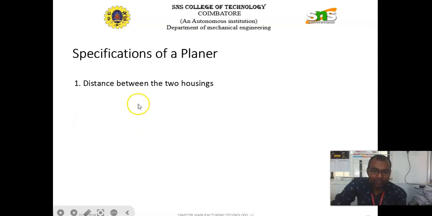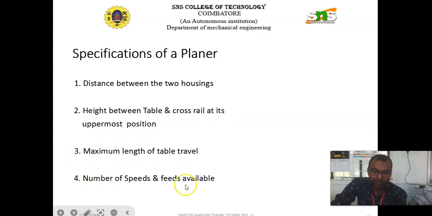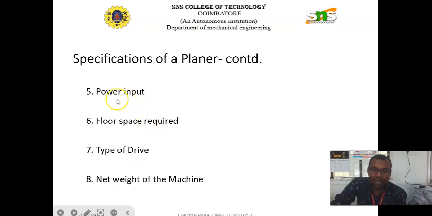Next, the specifications of the planer. It is based upon the distance between the two housings, and also upon the height between the table and the cross rail at its uppermost position. Then it is based upon the maximum length of table travel, number of speeds and feeds available, power input, floor space required, type of drive, and then the net weight of the machine.